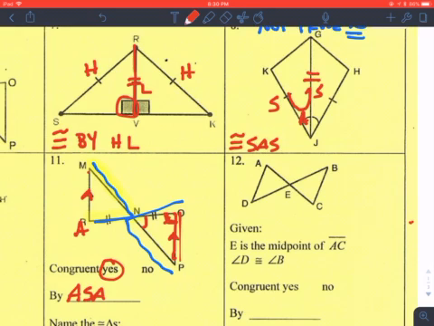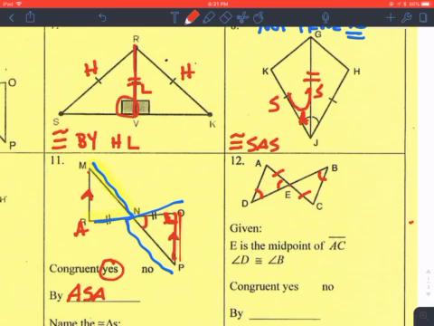So number 12. Number 12, you've got to be careful. All right, so this is the last one on this page we're going to do. It says E is the midpoint of AC. So if E is the midpoint of AC, what does that mean that those two pieces are going to be? They're going to be congruent to each other, so I'm going to mark them. Okay, angle D is congruent to angle what? B. Okay. All right, and what else do we know?